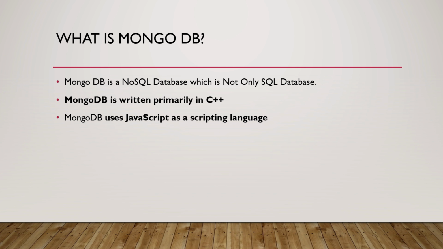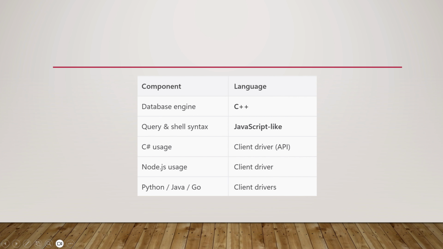MongoDB uses JavaScript as a scripting language. JavaScript is used for the MongoDB shell, the mongosh, writing queries, and aggregation expressions. So the component of the database engine is C++. The query and shell syntax is JavaScript-like. The C# usage is for the client API, the client driver API. The client driver APIs are C# usage, Node.js usage, Python, Java, Go.